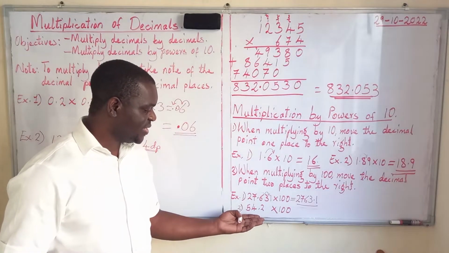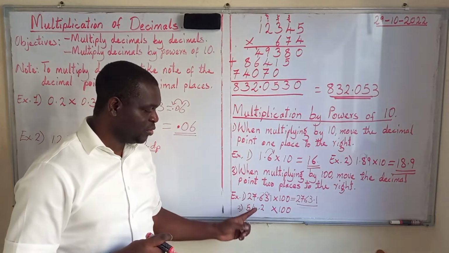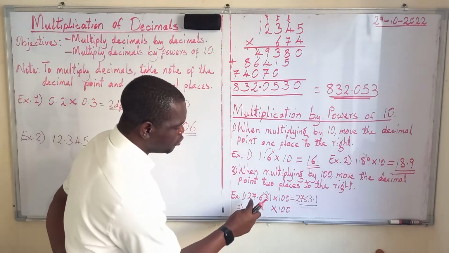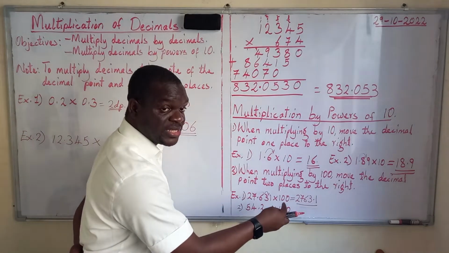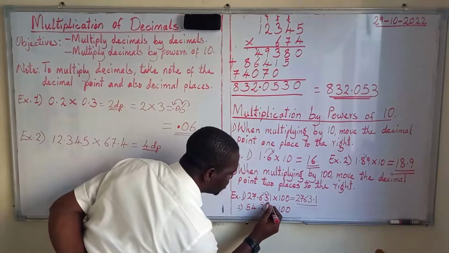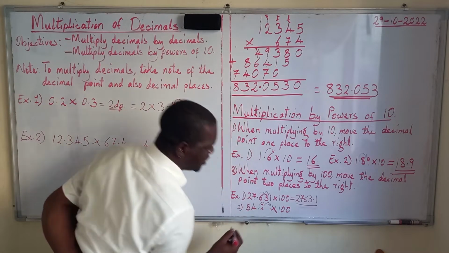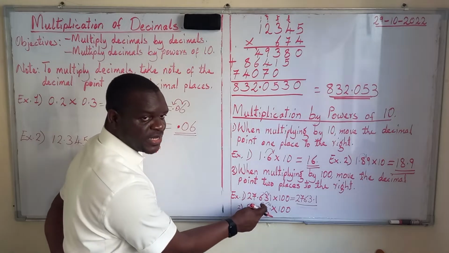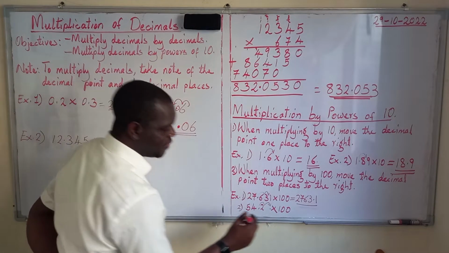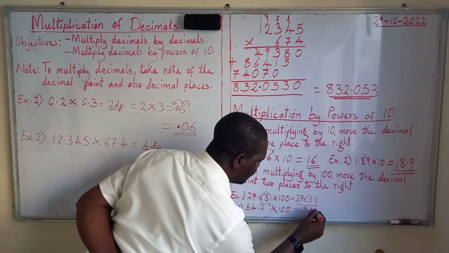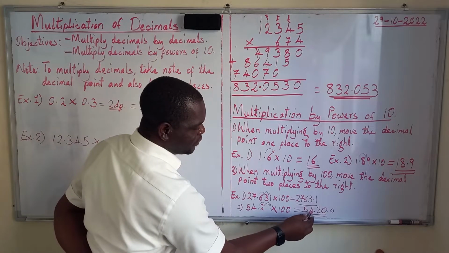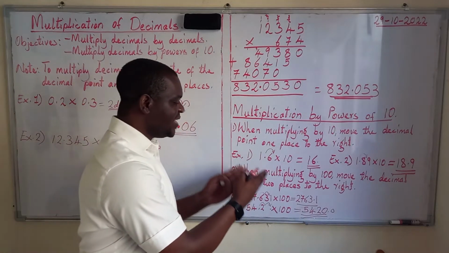Let's go to the second example. This is the second example. It may be a little tricky, so look at it. 54.2 times 100. Remember, we are supposed to move the decimal point 2 places to the right, and here we have only 1 decimal place, so we move it 1, 2, and the decimal point is here, but there is an empty space here. So take note, if there is an empty space, you affix a 0 there, and your answer will be 5, 4, 2, and the 0 before the decimal point, 5,420.